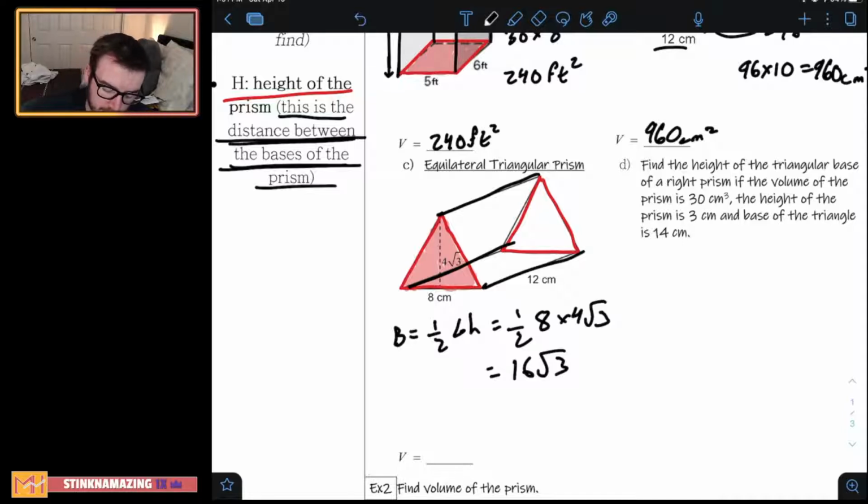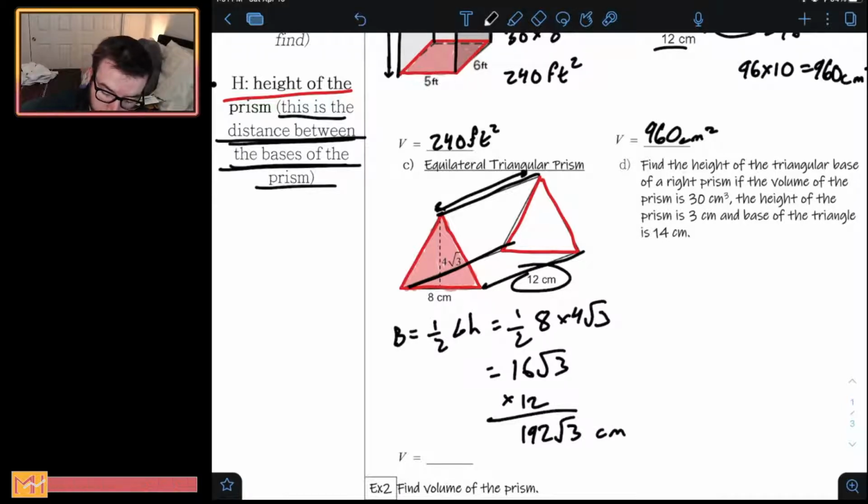16 times root 3 is the area of the base, and then we multiply that by the height of the prism. And the height is how far apart the bases are. They are separated by a distance of 12, sorry. So we multiply by 12. 12 times 16, I can't do that in my head very easily, so I'll check. 192 root 3 centimeters squared. And now lastly, when I write my answer on the blank here, I'll go ahead and plug it into a calculator. We have 192 times the square root of 3, and I get 332.6 centimeters squared.